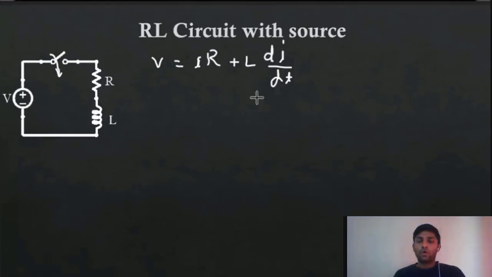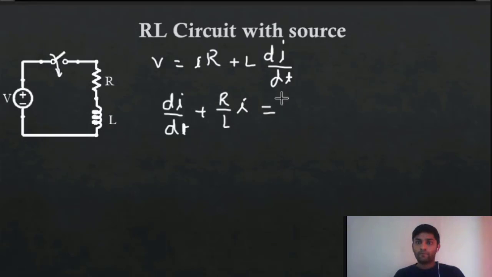Now you can rewrite this equation in terms of di by dt, and this is the standard format of writing your differential equation: di by dt plus R by L times I, where I'm just dividing this equation by L, is equal to V by L.